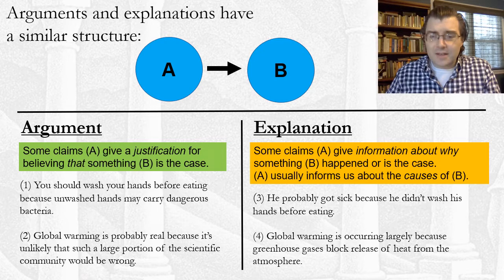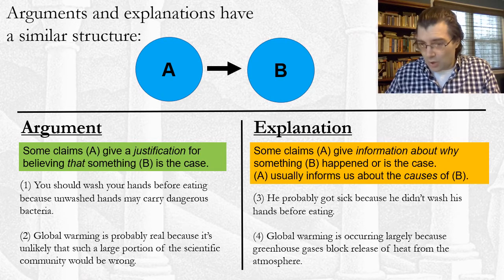It's not that he didn't wash his hands before eating, which would be the analog of what follows the "because" on the left-hand side of the screen, the A part. If the A part is he didn't wash his hands before eating, and the B part is he probably got sick, it's not that the A part is being offered as evidence for the B part, right? It's not that the A part is presented to try to convince us of the B part.